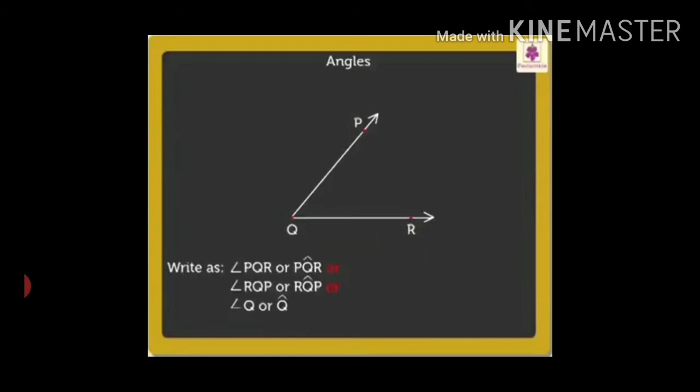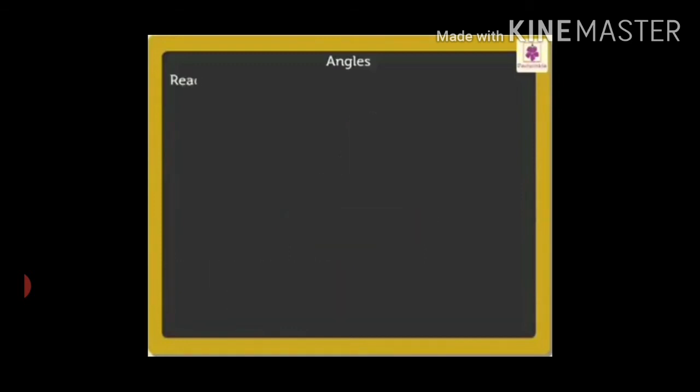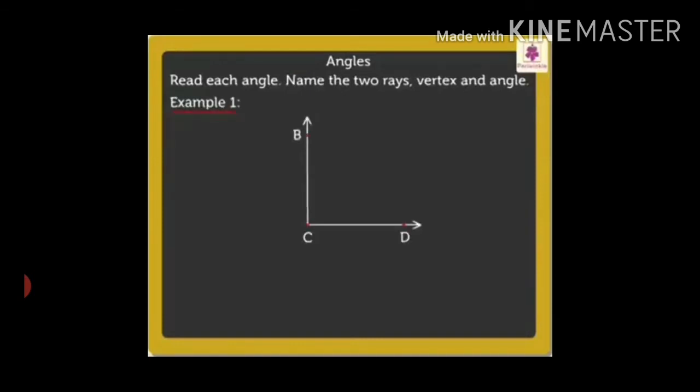Now, let's solve a few examples. Read each angle. Name the 2 rays, vertex and angle. Look at the figure on the board. The 2 rays are ray CB and ray CD. Here, point C is the vertex of the angle. Here the angle is angle BCD or angle DCB.